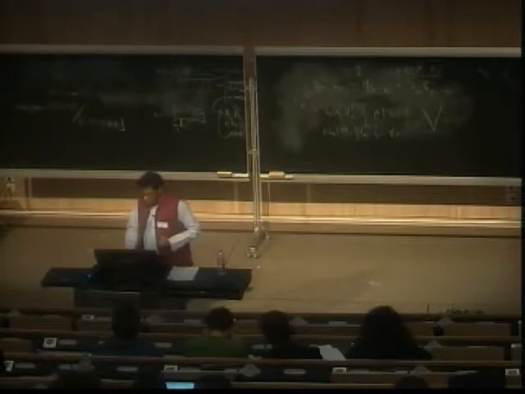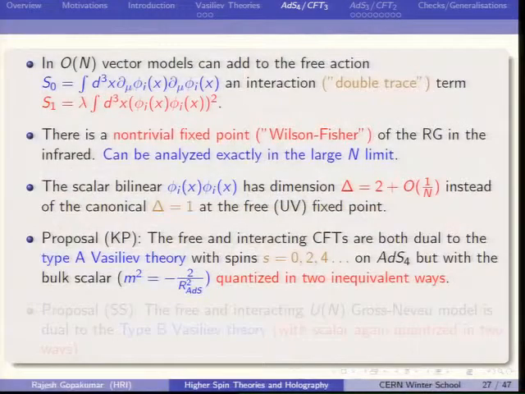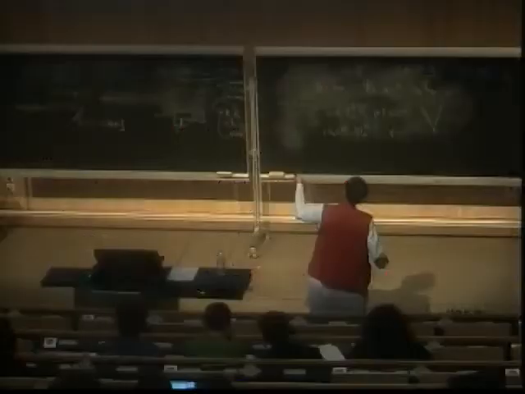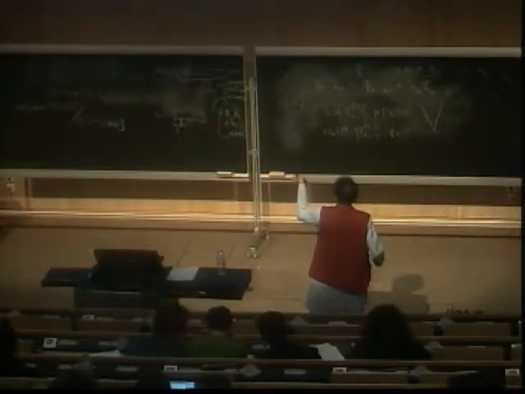So the proposal of Klebanov and Polyakov was that both the free theory, so there are 2 conformal field theories in this system. One is the UV fixed point of the free O(N) vector model, and then there is the infrared fixed point, which is this Wilson-Fisher fixed point. And they claim that both these CFTs are dual to a particular Vasiliev theory. So both are conformal field theories, and they're both dual to the type A Vasiliev theory.